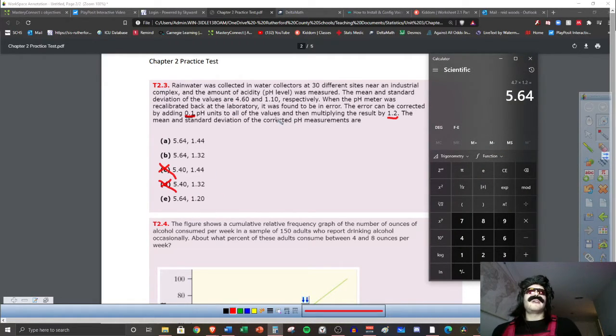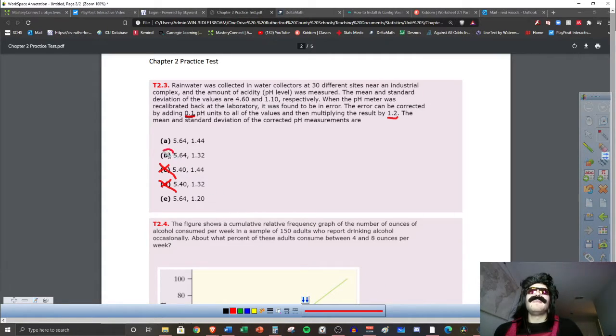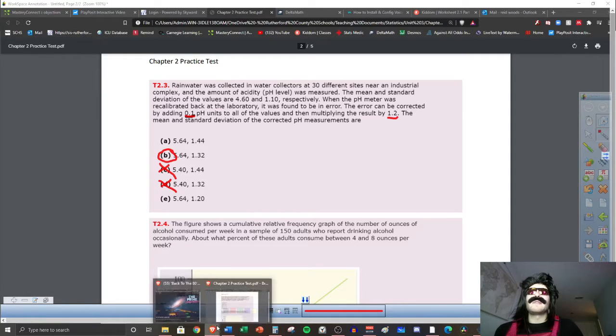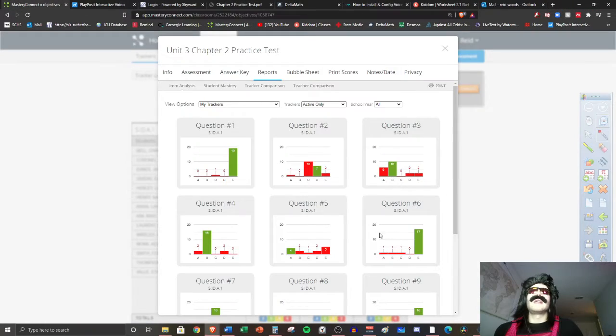Now, what affects the standard deviation, this 1.1? Well, addition does not affect spread. Okay. However, multiplication does. So we need to take this standard deviation and multiply it by 1.2. We get 1.32. So that means B has to be the correct answer on this one. Looking at our results, 10 people had gotten it.